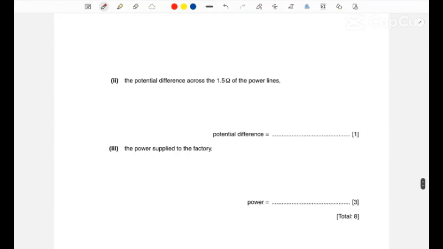Part 2. The potential difference across the 1.5 ohm of the power lines. The current is going to be the same because it's a series circuit. So V equals IR. I is 750 and R is 1.5. When we multiply them, we would get 1100 volts.